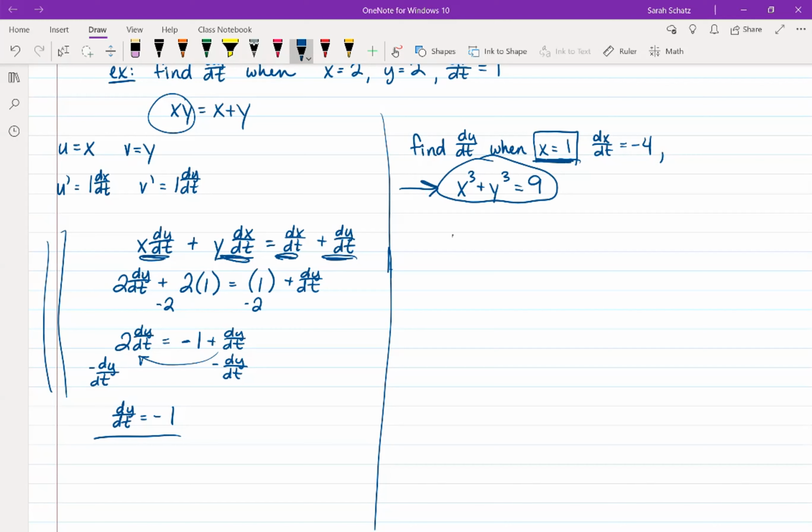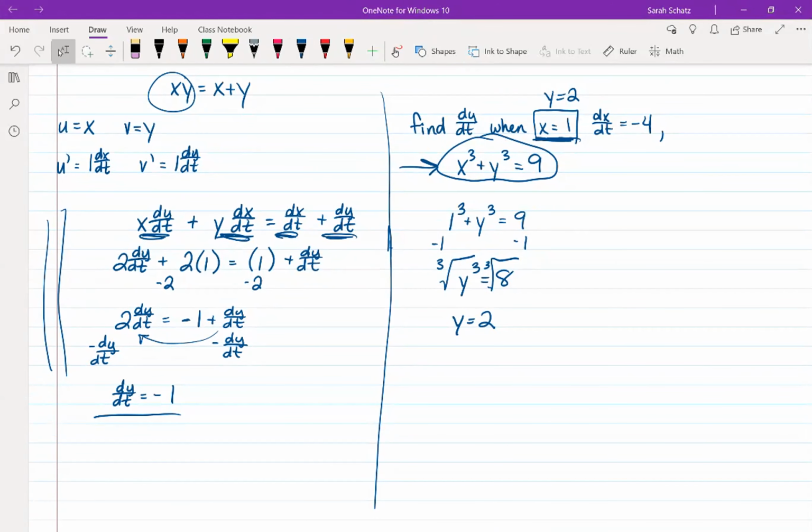So if x equals 1, this is 1 cubed plus y cubed equals 9. Well, 1 cubed is just 1. So let's subtract 1 from both sides since we're trying to get y cubed by itself, and get y cubed equals 8. And then to get y by itself, take the cube root of both sides. And you just get y equals 2. Usually the equations they make you do this on are not going to be super hard. That one was really easy. I found my y equals 2, and now I can start the problem with the related rates.